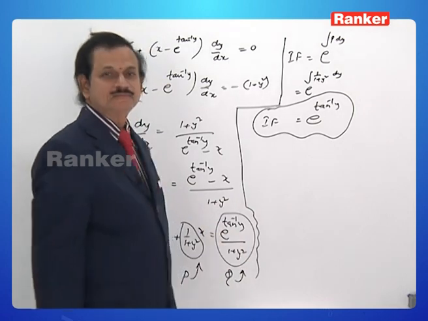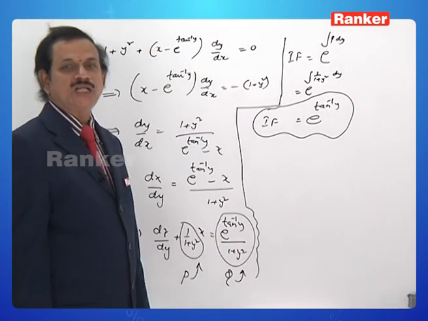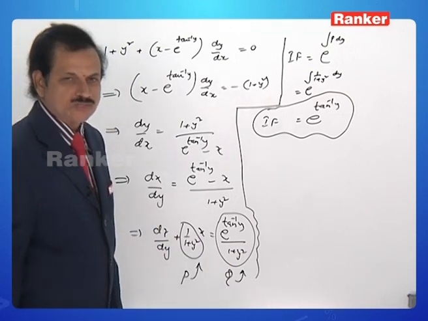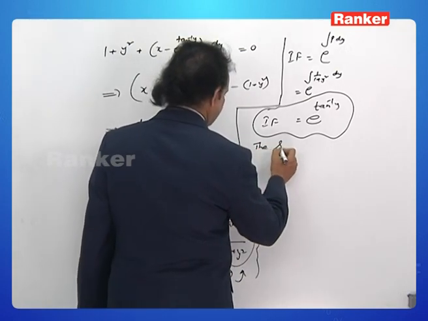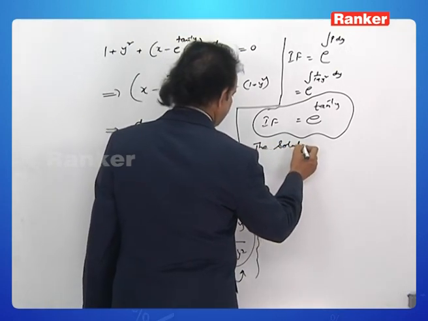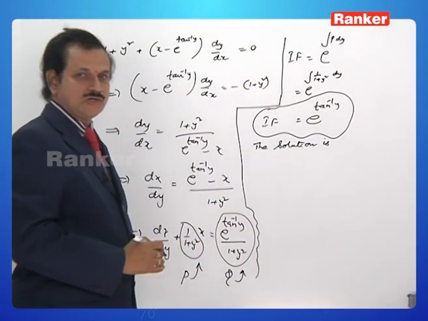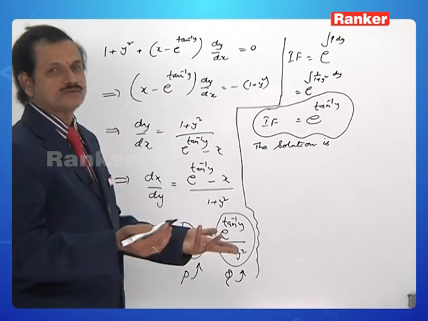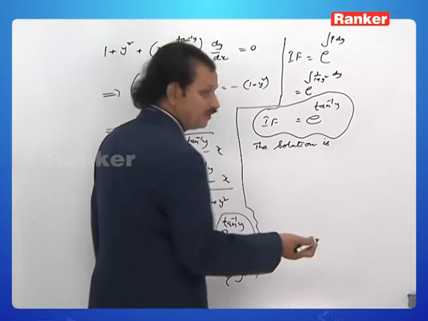This is IF. The first step is successful, and what remains is the second and final step of writing the solution. Come on friend, recollect the solution. What is the solution? X into IF is equal to integral of Q into IF.